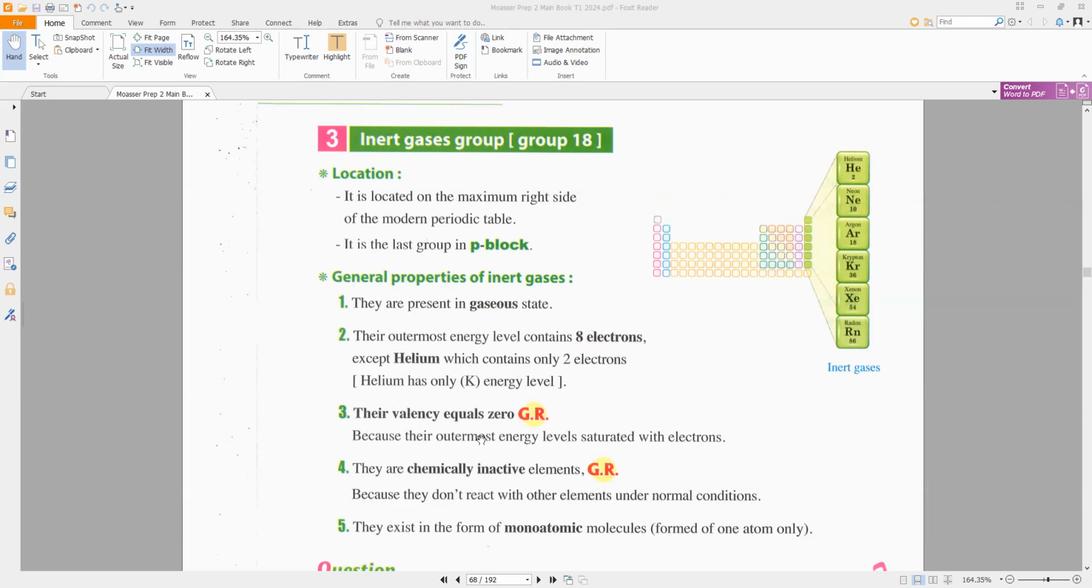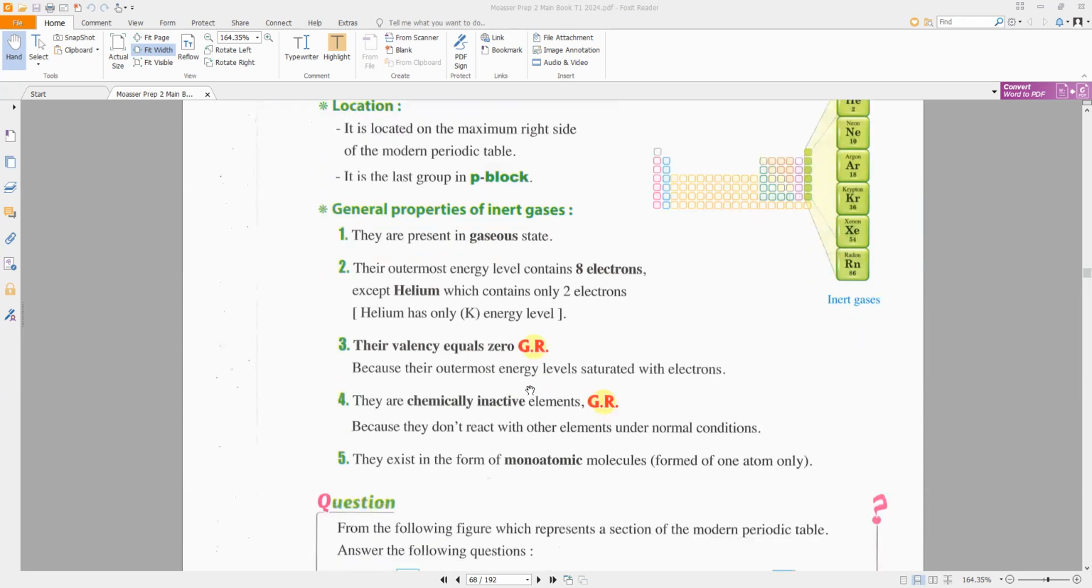So why is valence zero? Because the outermost is saturated. Saturated means it's completely filled with 8 electrons. All of them are gaseous. All of them contain 8 electrons in the outermost except helium. Helium has one energy level, K, and K is saturated, completely filled with 2. So all of them have 8 electrons in the outermost except helium, which has 2 only.